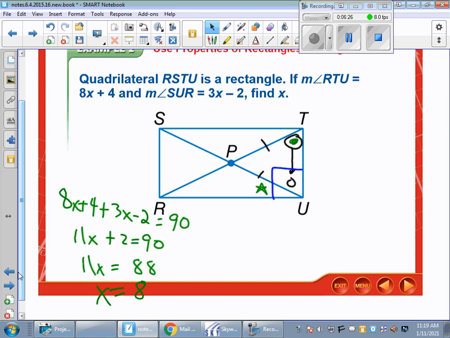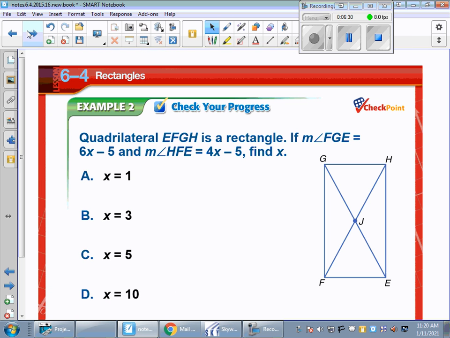We'll do one more problem just like that. Same concept here in the next question. They give us that we have angle FGE. Here's FGE and HFE. Those are our two angles here. Again, same idea. We have an isosceles here. Roll this down right here and set that and add it up and set it equal to 90.